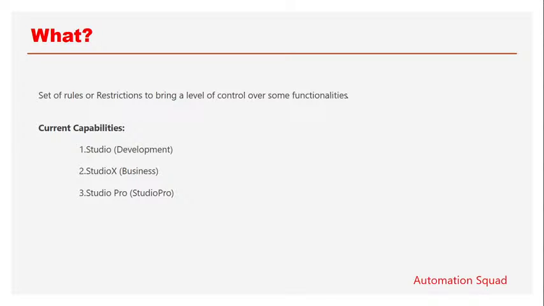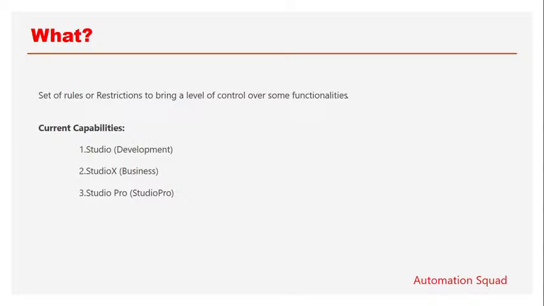Because we need to ensure that projects meet center of excellence compliance. To meet the organizational standards, we need governance in UiPath. Not only in UiPath Studio, but also in UiPath StudioX and Studio Pro, this governance is applicable. The current capabilities of governance are on Studio, StudioX, and Studio Pro. Studio is nothing but development. StudioX is for business purposes. Studio Pro is Studio Pro. We'll see why I gave this development, business, Studio Pro in a while.